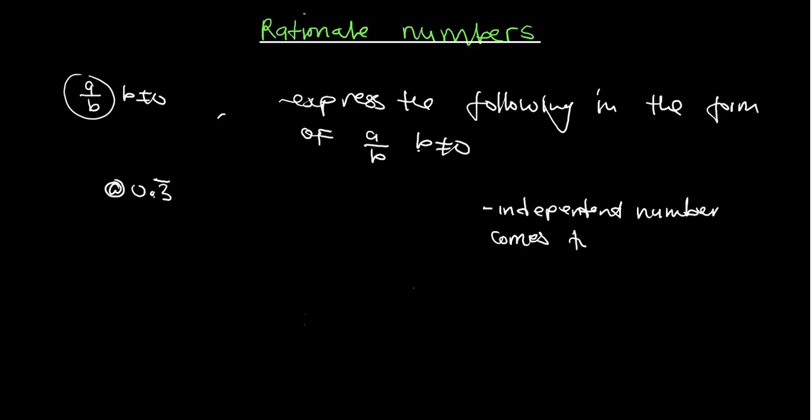So all right, so that's in the form of a over b, like that. So that's about rational, something like that. So we can give another example if you want. Let's give another example.